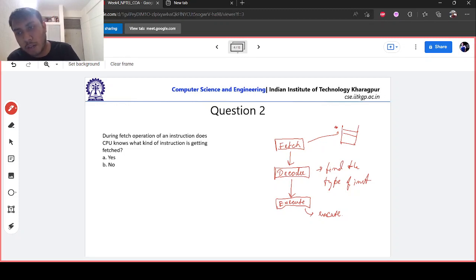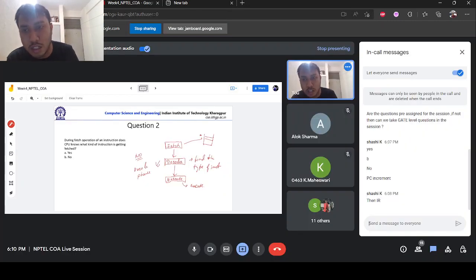The decode phase is where the CPU understands what operation the instruction is performing. So the correct answer will be no here, because it is not done during fetch, it is done during the decode phase. This is the IR. The IR does this decode and execute part.